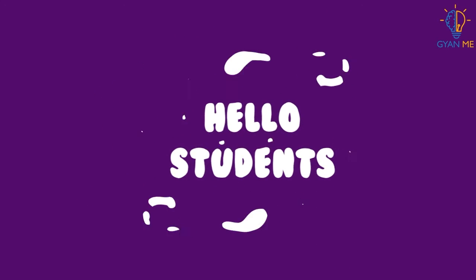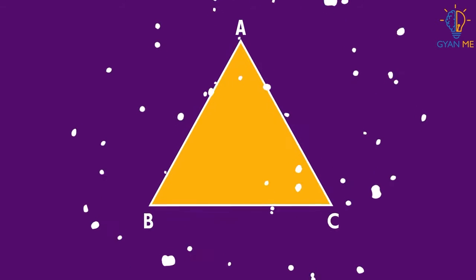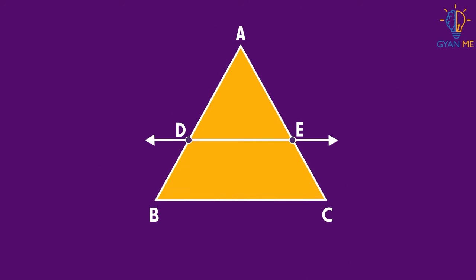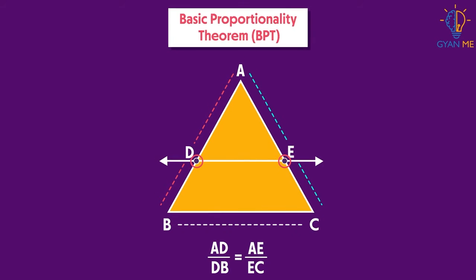Hello students. In our previous video, we learned that if a line is drawn parallel to one side of a triangle such that it intersects the other two sides, then it will divide the other two sides in equal ratio. That is, the sides will be proportional. And this is called the Basic Proportionality Theorem or BPT.